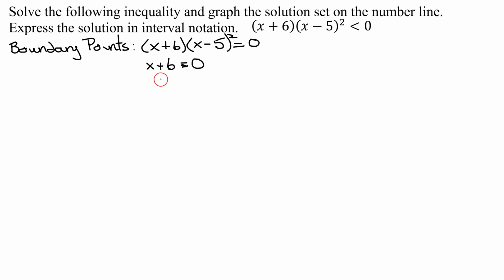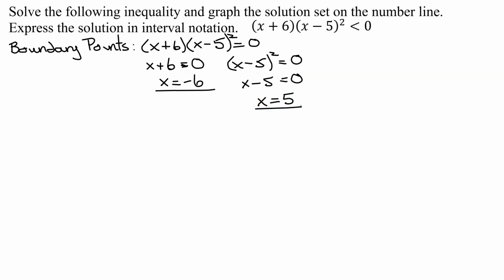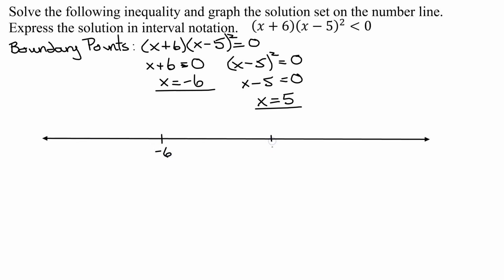Subtract 6 from both sides, I get x equals negative 6. Next one, x minus 5 all squared equals 0. That means that x minus 5 has to equal 0. Add 5 to both sides, you get x equals 5. So in this problem, I have two boundary points, and now what I have to do is graph them on the number line. So I have negative 6 and positive 5.